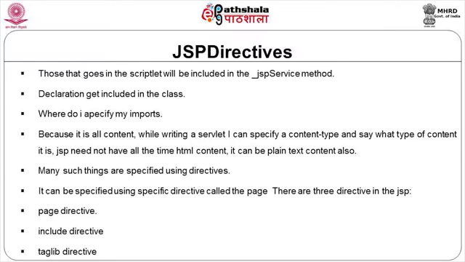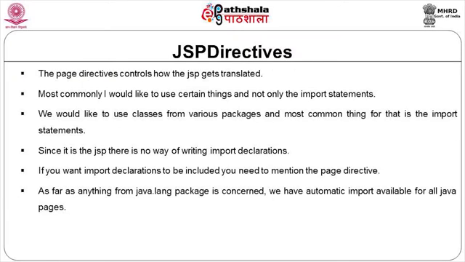In all, there are 3 directives in JSP. The first one and the most commonly used one is the page directive. The 3 directives are the page directive, the include directive, and the taglib directive. One by one, let us go through all 3. The page directive mainly controls how the JSP gets translated.